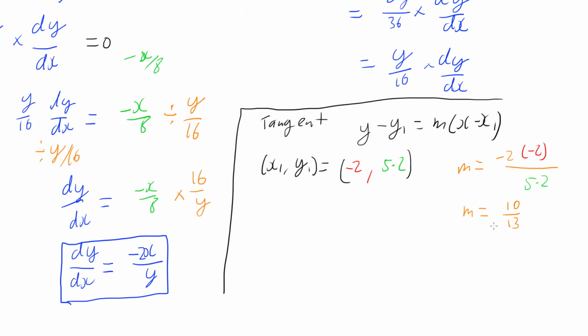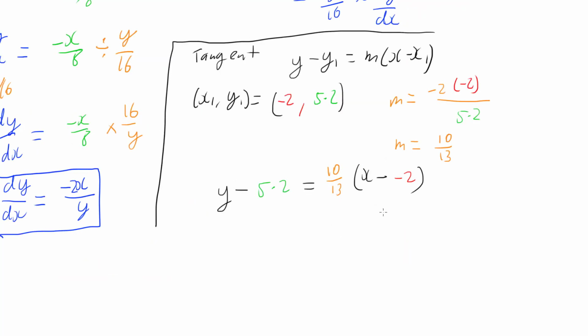So we have our point, we have our gradient at that point. So now we can substitute into our rule. y take y1, well y1 is 5.2, equals m, which we just worked out to be 10 on 13, outside of x, take away our x1, which is negative 2. So now we just need to make this a nice neat equation. So y take 5.2 equals, well, we'll open up this set of brackets. So we're going to have 10 on 13x, and 10 on 13 multiplied by positive 2, which is going to give us plus 20 on 13.